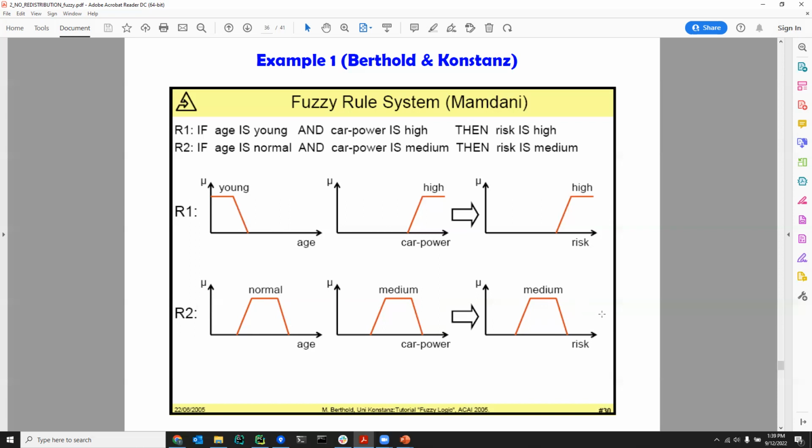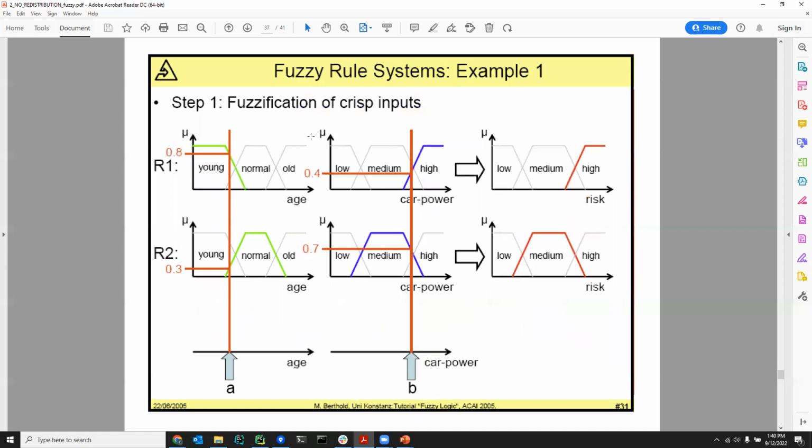And so we can go through and do that for every combination of age and car power and get an associated risk output with that. And then we can also evaluate actual crisp values for that to get crisp outputs. So let's look at an example for both of these rules. So let's say that your age falls here. You're not completely in the young set, you're not completely in the normal set, but you're somewhere in between.